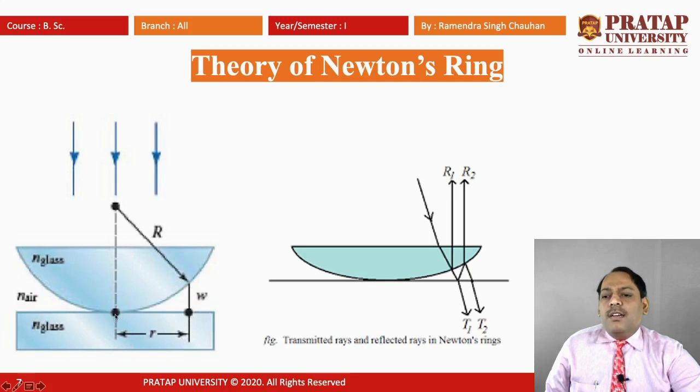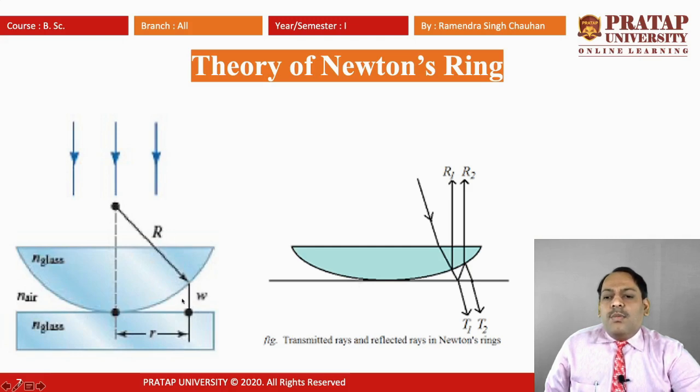So, the radius of the ring will be r, that is the distance from this point to this point, and we will observe a ring like this here. If we are going to draw the circle at this thickness W, we will find that this is the ring of radius r. And here we are considering this point as the center of this plano-convex lens, and the radius from this center to the surface of the lens is given as R.